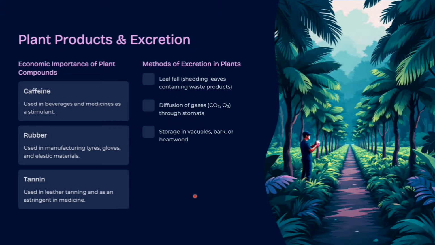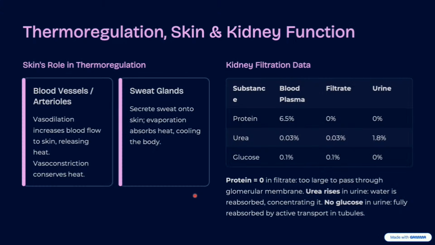So 1, look at the blood vessels for this case. So blood vessels can also be stated as arterioles. So what happens? You have to bring in the aspect of when it is hot, what happens, and when it is cold, what happens, for you to have full score. Now let us begin with the first one.